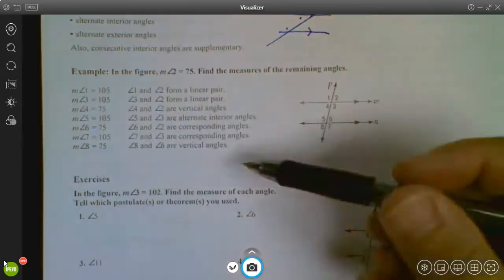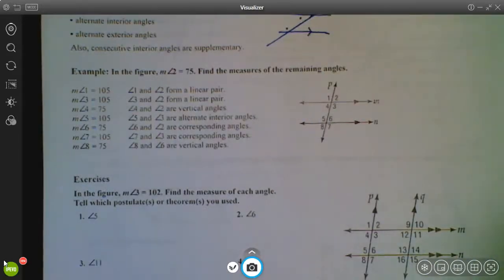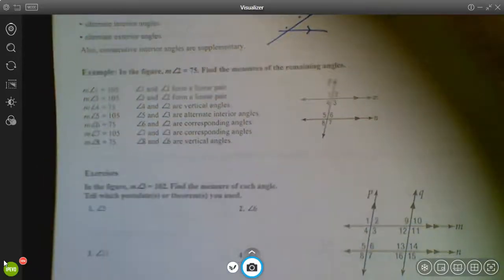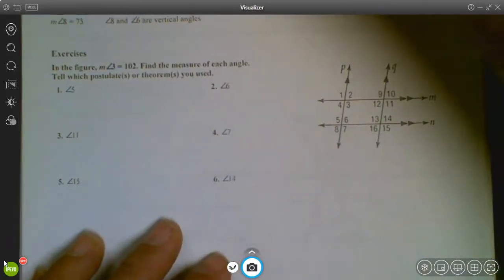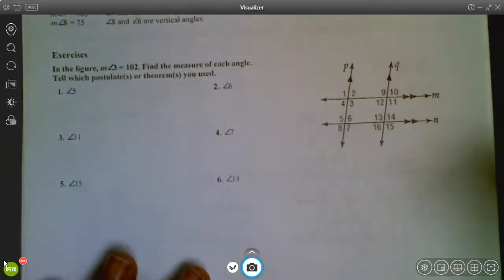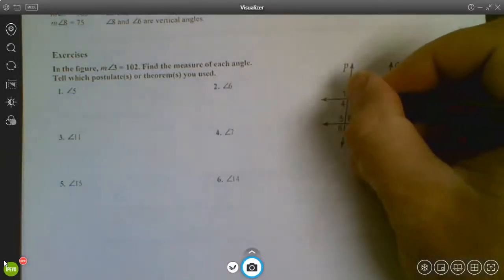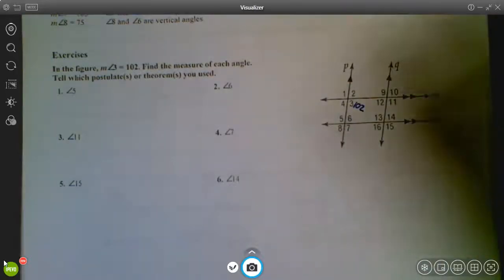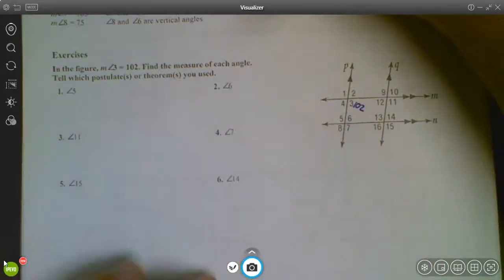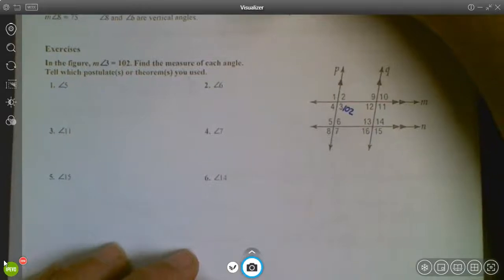Those are still in play here as we're looking at these groups. And I think we named all the special ones here. So let's try a few for practice here. So if angle 3 is 102, so we're going to call this guy 102. What else do we know, right? So they do want us to name the postulate or the theorem that we're using.